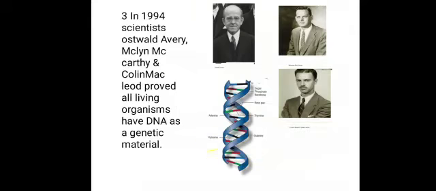Then further, in 1944, the three scientists, Oswald Avery, Maclyn McCarty and Colin MacLeod, proved that living organisms have DNA as their genetic material. So first they found the genes, then chromosomes, and then they found the DNA structure, that is deoxyribonucleic acid, which is helpful for passing the hereditary character.